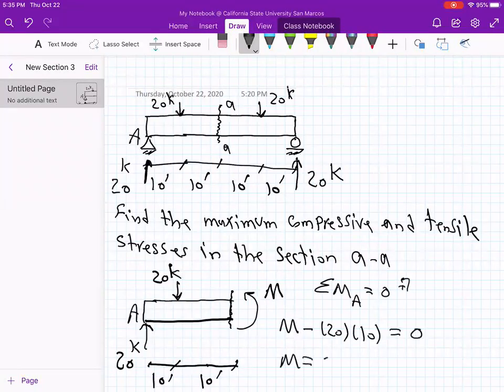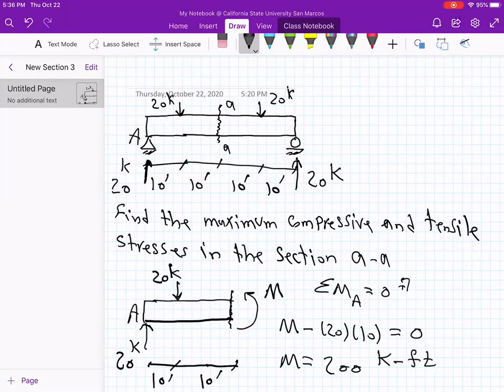What is the unit of the moment? What should I write? Anybody? Can you hear me? Yeah, I can hear you. So the unit of the moment is kilopound feet. Okay. So that's a moment.